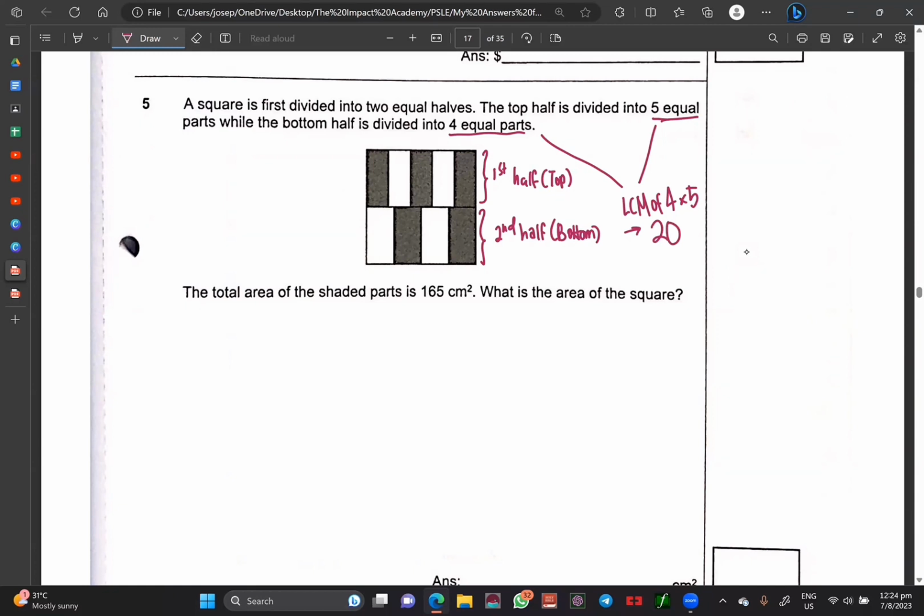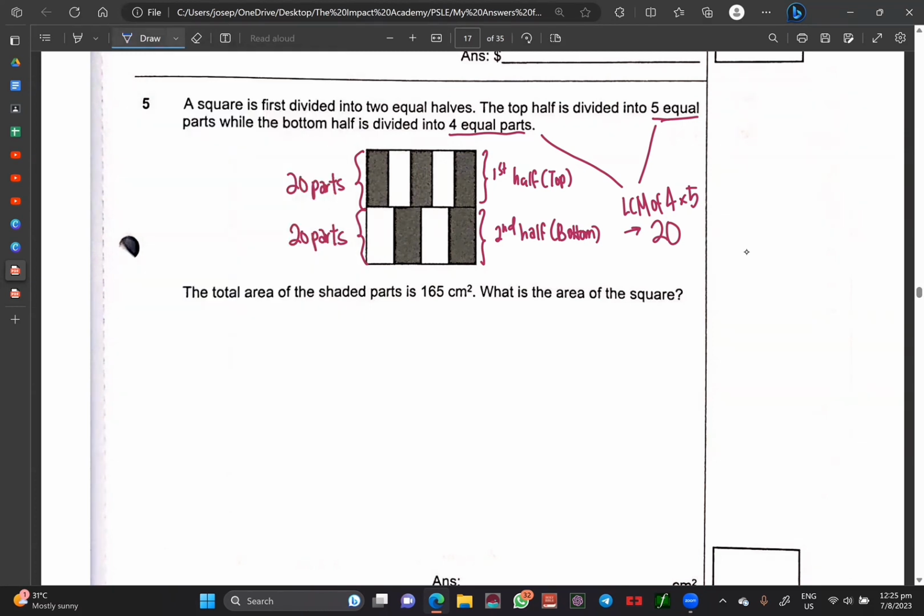So basically, instead of using a pen to divide this into 20 parts, which is going to be extremely tedious and time consuming, we will just say that this becomes 20 parts. I'm going to split the 4 equal parts into 20 parts, and for my 5 equal parts, I'm also going to split it into 20 parts. Now, how are we going to go about that?